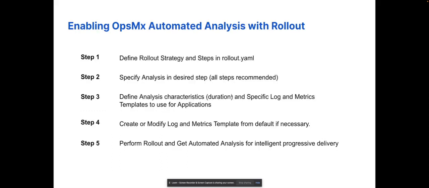The way you do it is you define the rollout strategy as you do today, you define the steps, and then you also specify analysis in the desired step. Maybe you want analysis at every step or only some of the steps. Then you specify the analysis template, what kind of analysis you want to do, how long you want to do it, and also specify log and metrics templates to help identify the issues that are specific to your application. We provide default templates that you can use out of the box, but you can also modify the template to suit your application-specific needs. That's it. Once it's done, every time you perform a rollout, you get an automated analysis as part of the progressive delivery.